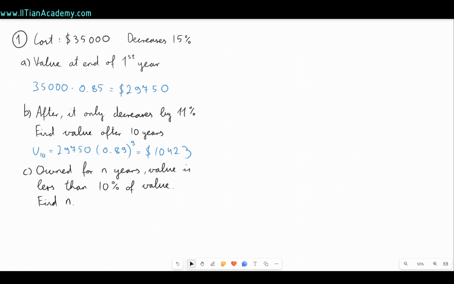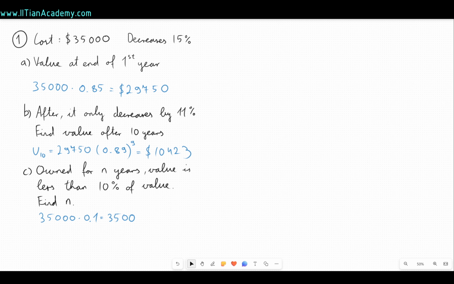So in part C, we are told Darren has owned the car for n years, and the value of the car has become 10% of its original value. So we can calculate its final value. This will be $3,500. So we need to find how many years he has to own it for if we want the price of the car to be $3,500.